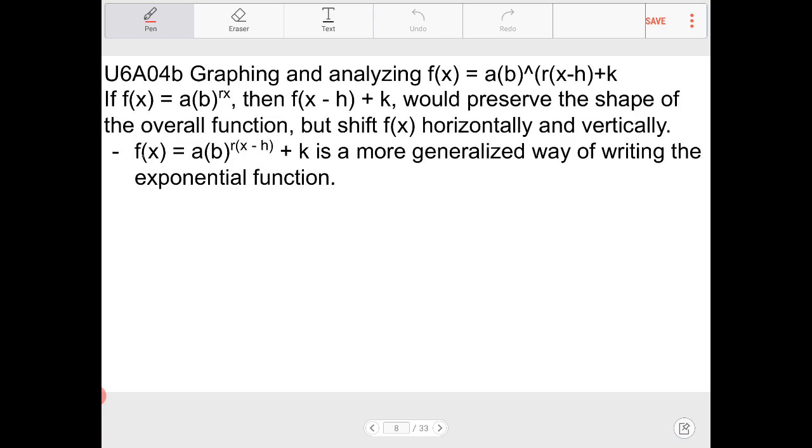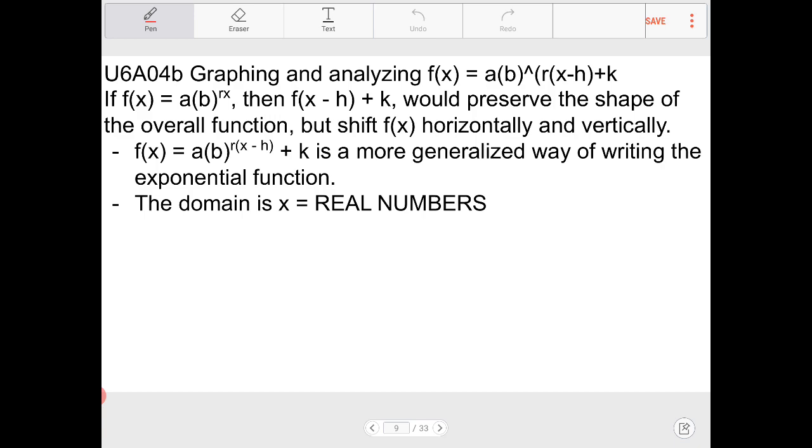This format that I have here with the exponential function that we've been working on is a more generalized way of writing it. Again, it's really no different from what we had discussed in the previous lesson, other than the fact that we are going to be shifting the exponential functions that we're graphing. Shifting and reflecting, that is.